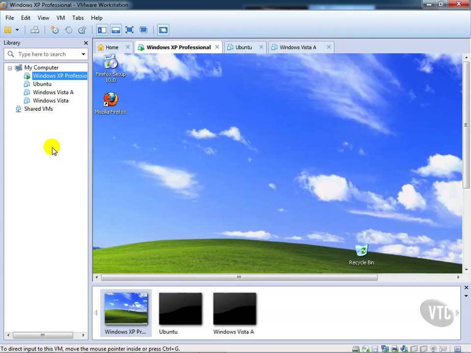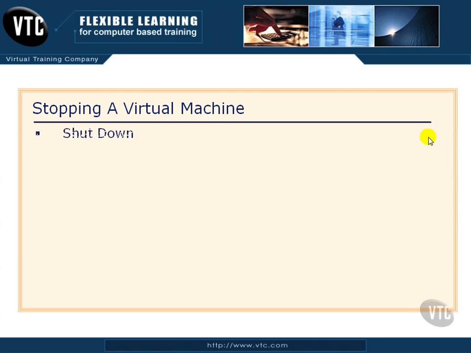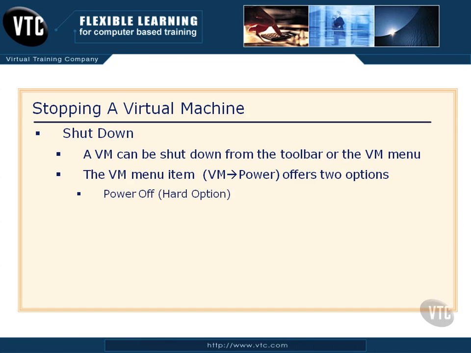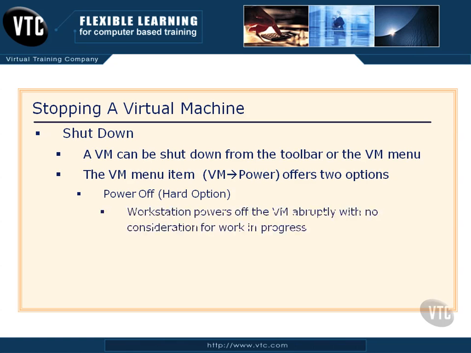So as we work with our virtual machines, the first option that we can choose is to shut it down. Now a virtual machine can be shut down from the toolbar or the VM menu item. The menu item VM and then choosing power offers me two options. That's the power off, or the hard option as you'll hear it referred to, and this is where Workstation is going to power off the VM abruptly. There's no consideration for work in progress, it's just going to power off the machine.